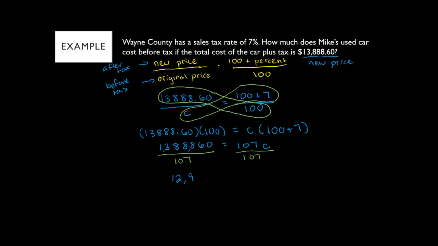And we get $12,980 for the cost of the car. So you know you've done something right when your cost of the car is less than the amount after tax. You do want to make sure that your numbers make sense. If I got like 15,000, then that wouldn't make sense because the cost before should be cheaper than the cost after you add on tax. And so Mike's used car cost $12,980 before tax.